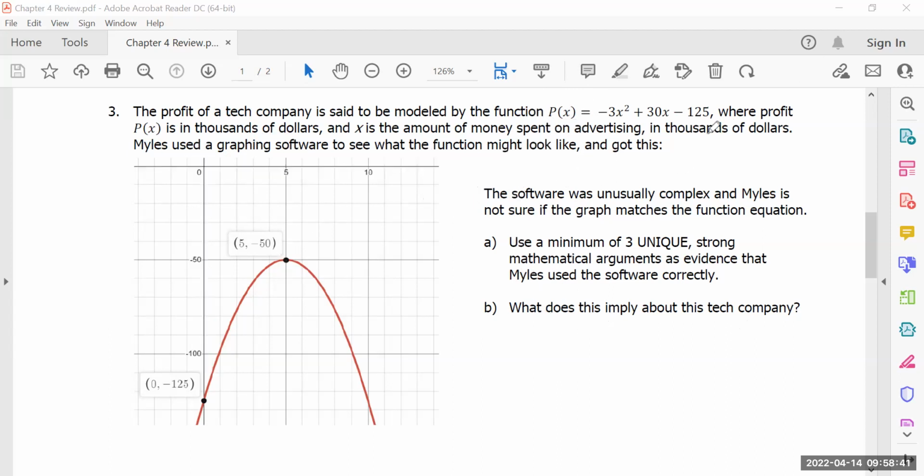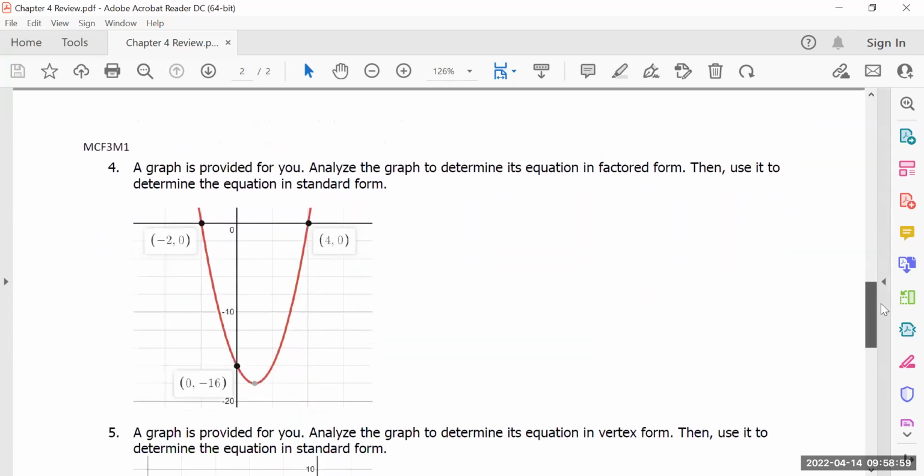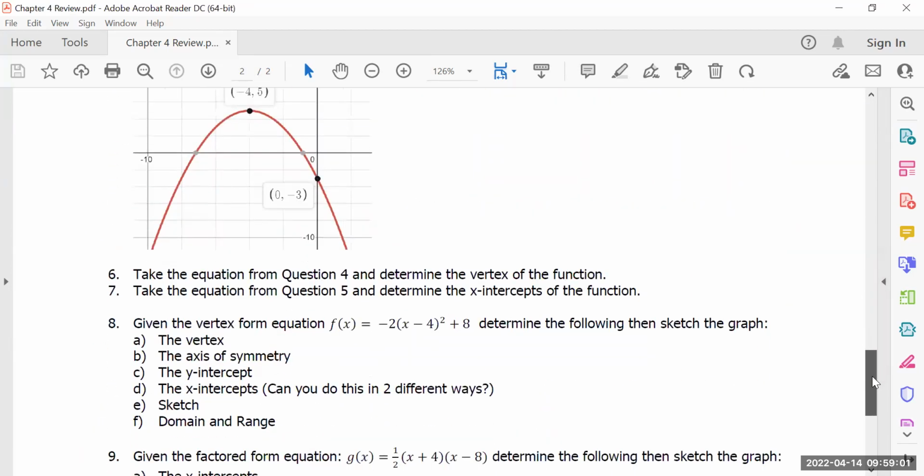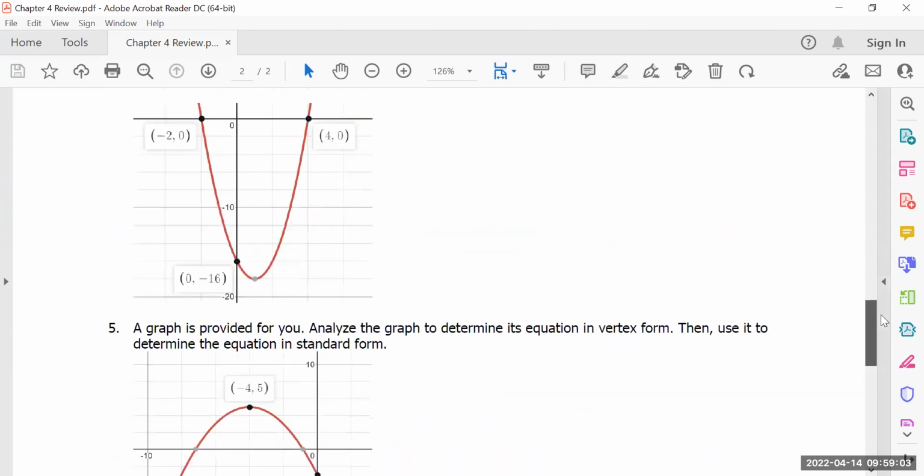So based on my calculations, there's no x-intercept. And you're right, this graph doesn't have any x-intercept. So those are my three arguments to say that Miles probably did this right. He probably graphed this correctly. Right? All right, let's keep going.